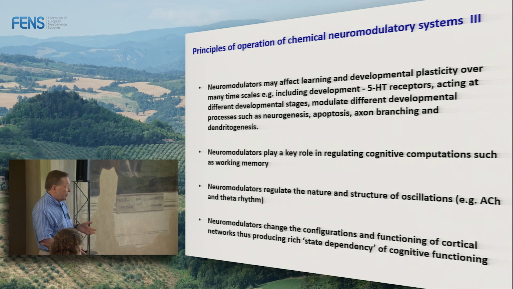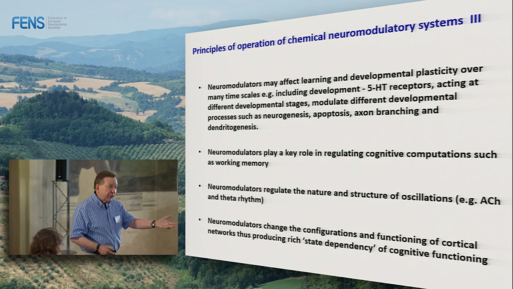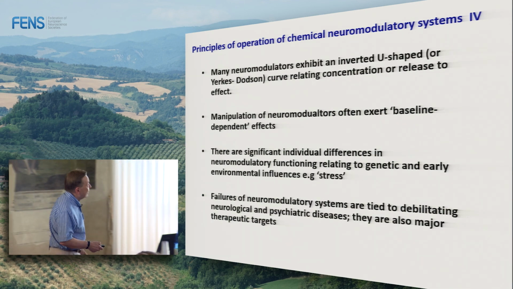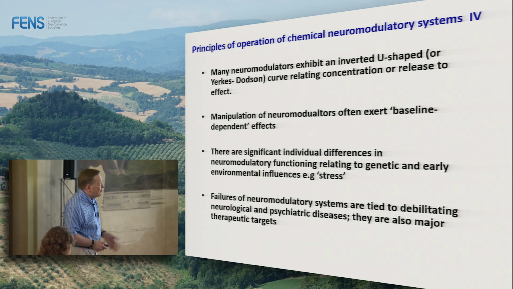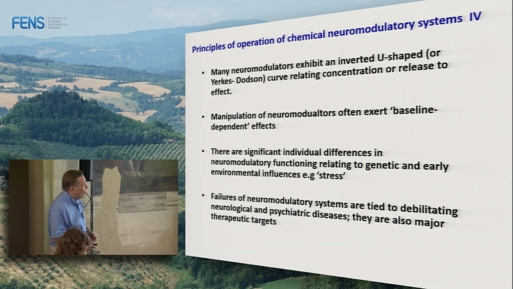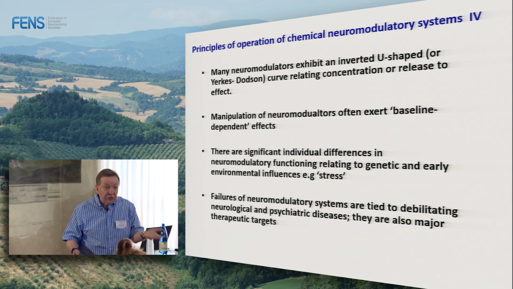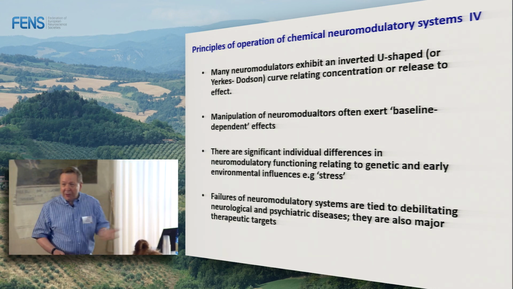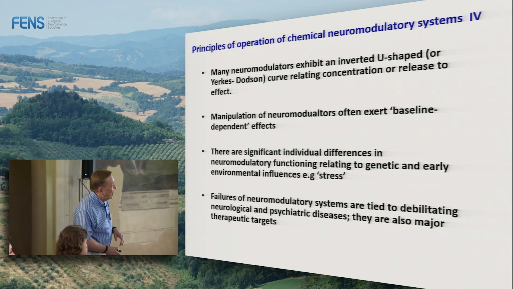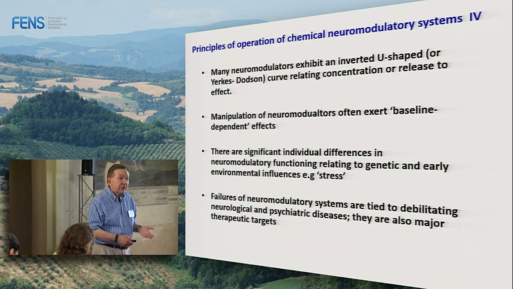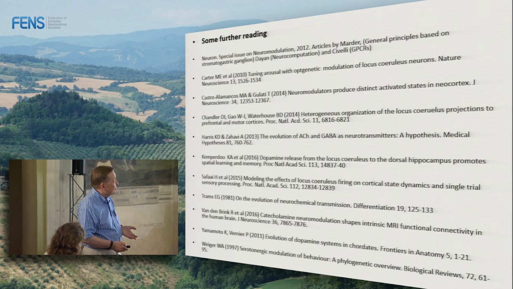They affect configurations of how networks function, both in the lobster and the crab, but also in the human cortex. So we've seen examples of that. We have an inverted U-shaped function, but maybe this needs to be modified. We have baseline dependency. We have huge individual differences as a result of experience, social adversity, for example, but also genetics. Produces a range of possibilities for psychiatric disorders. They are major therapeutic targets. Most of the drugs we have in psychiatry affect most of these systems. They need to work better, of course.